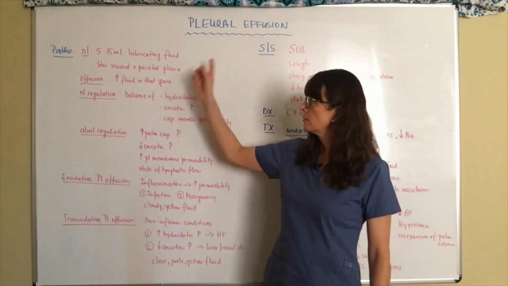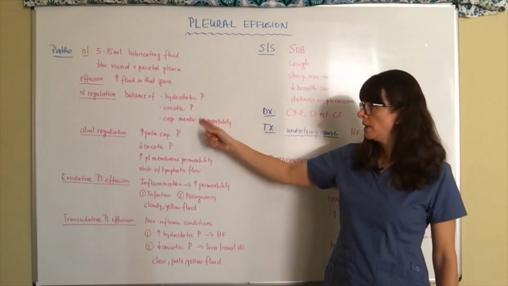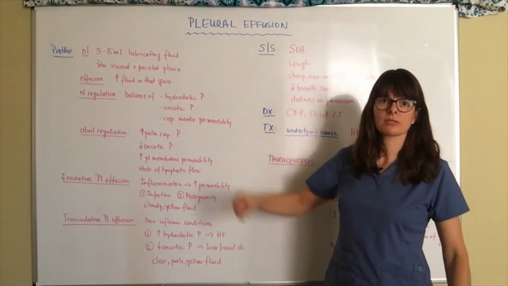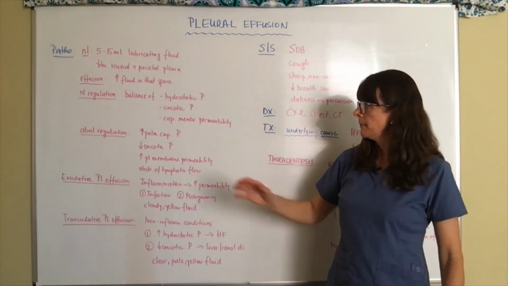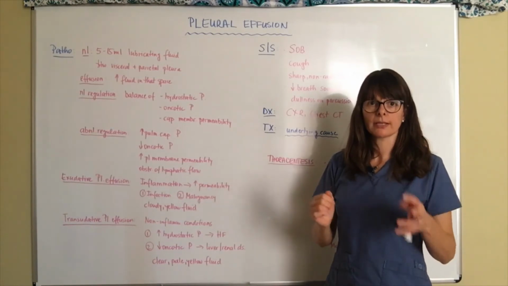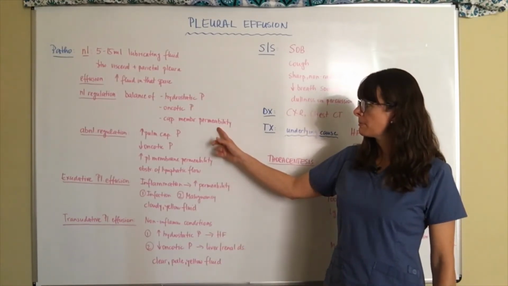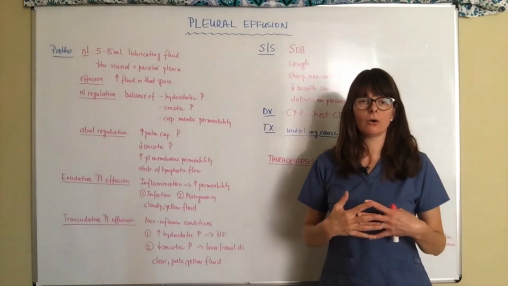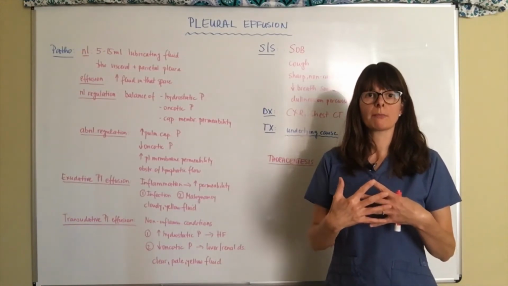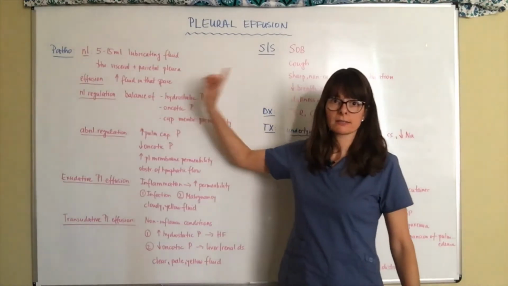Normally the way that this fluid is regulated is a nice balance of hydrostatic pressure, oncotic pressure, as well as capillary membrane permeability. The hydrostatic pressure, remember, is the pressure that's exerted against the blood vessels by a fluid, as well as the oncotic pressure, which helps to draw fluid into the blood vessels, and that's usually done with the help of plasma proteins such as albumin. And then capillary membrane permeability basically means how likely is the capillary bed to let things seep through the membrane and regulate the fluid that way. Now when this regulation is out of balance, then we'll have a pleural effusion.